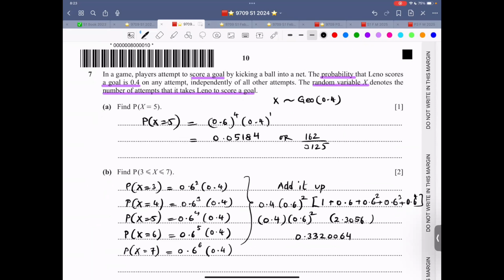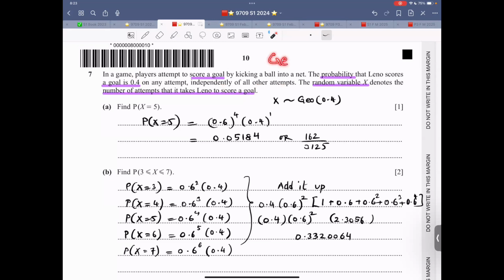Now the question is about binomial, and the question is about a geometric maybe. So now it says, in a game, players attempt to score a goal by kicking a ball into a net. The probability that Lino scores any goal is 0.4, independently of all other attempts.